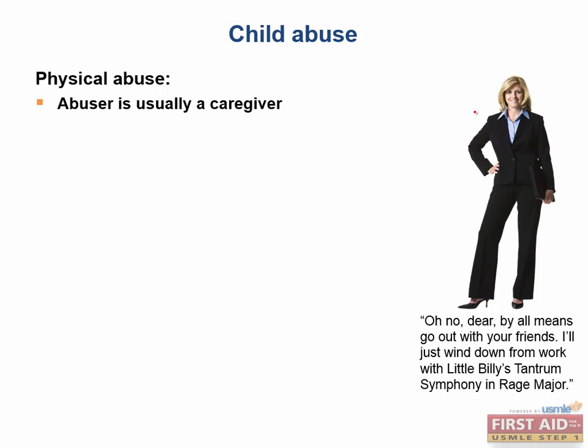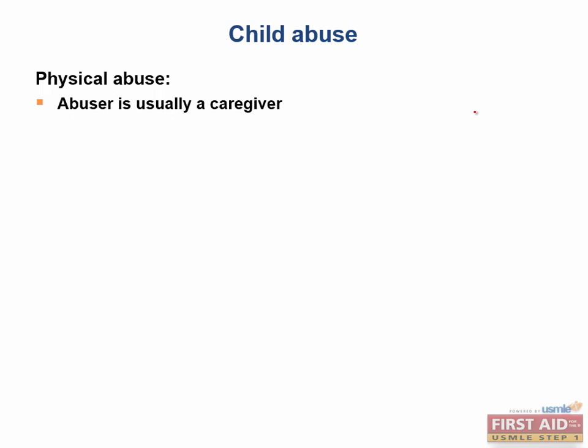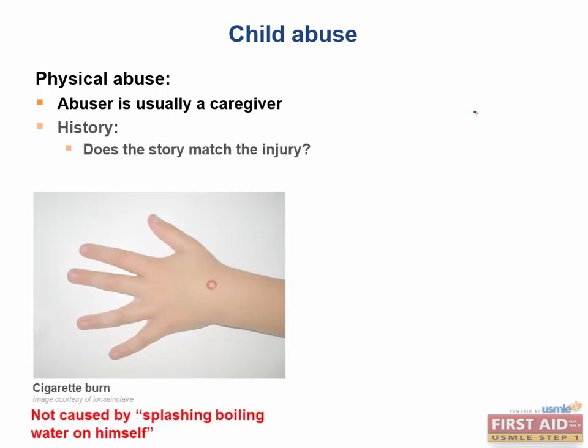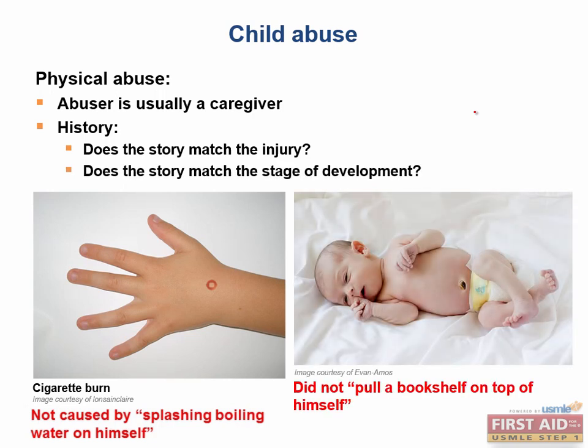Now, kids can be pretty dumb and do hurt themselves a lot, but your job on Step 1 will be to determine whether the kid's injuries are actually suspicious of child abuse. The first question you should ask yourself is, does the story match the injury? A perfectly circular, oddly cigarette-shaped burn doesn't just get there by accident. The next question you should ask is, does the story fit the kid's stage of development? Now you can use your common sense here and realize that really young babies can barely move, much less do anything that causes themselves some serious injury.